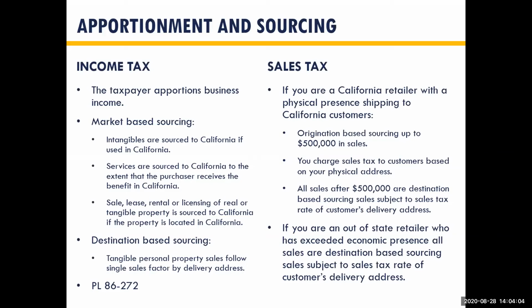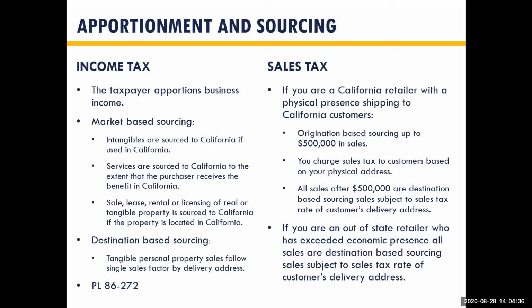Payroll and property are a little bit more clear. Usually if property is in the state, it's in the state. If it's not in the state, it's in the other state. Same thing with payroll. It's usually based on the employee's location, or 1099 if you have contractors. But when we get to the sales factor, intangibles are considered to be California sales if they're used in California. Services are sourced to California to the extent that the purchaser receives the benefit in California.